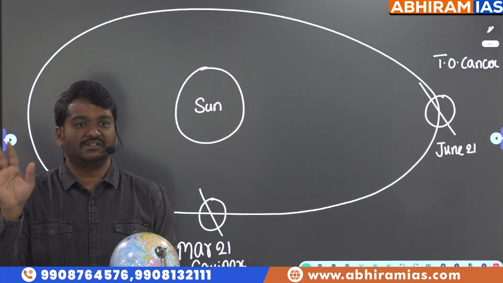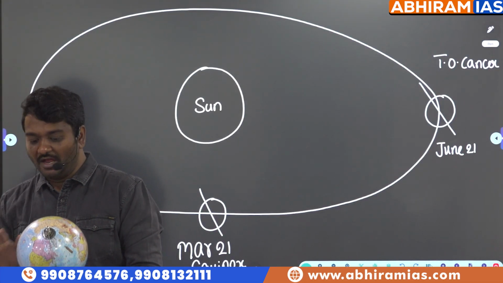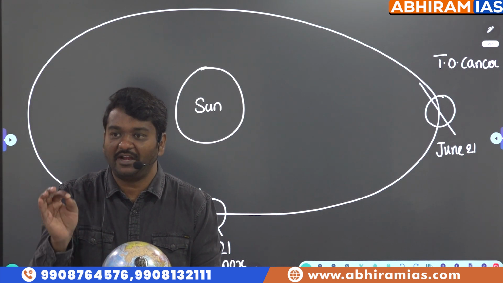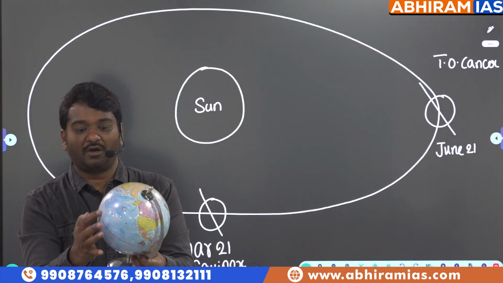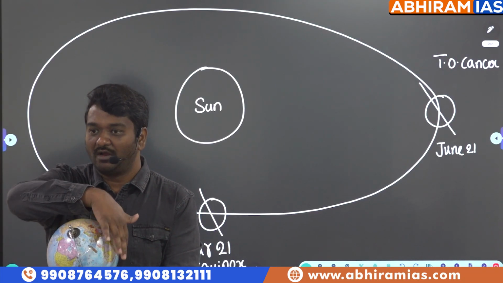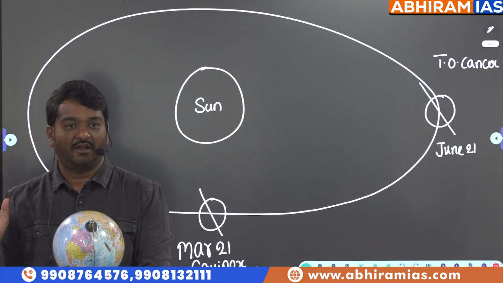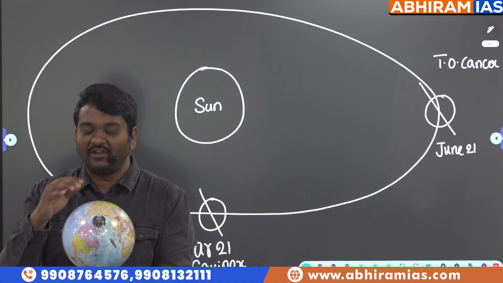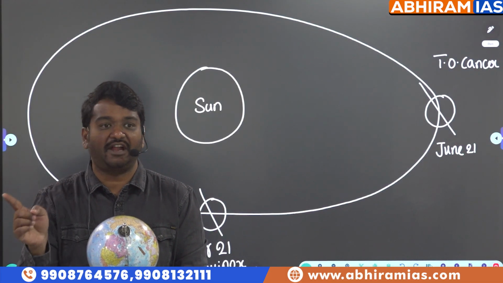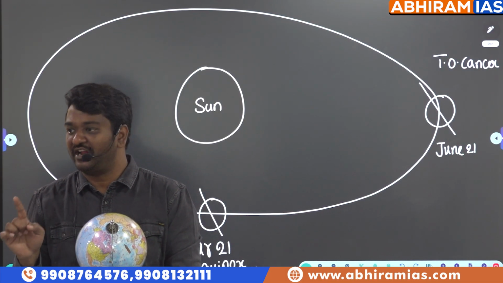Okay. Summer season, winter season, equinox, any time of the year you take, the equator will always have how much? 12 hours of day, 12 hours of night. Why? Because the equator is a great circle. Area is more. To cover that area, it will take 12 hours of day and 12 hours of night. This is the reason, even when earth is tilted, the equator will never have change in day and night timing.